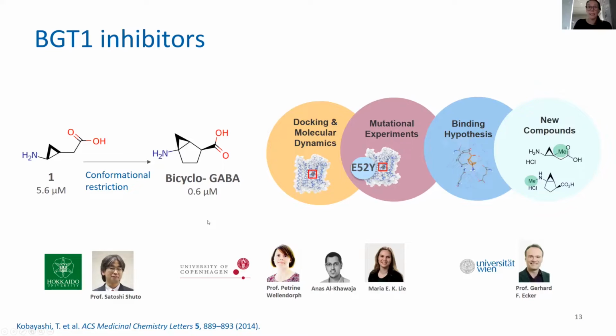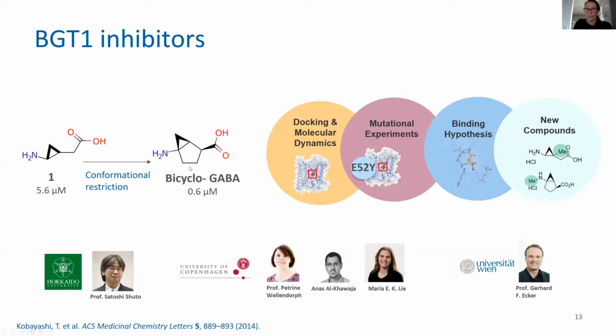So what we did next is I performed docking and molecular dynamics simulation of these two compounds. And then based on the first preliminary binding hypothesis, we designed some mutational experiments in order to prove that the residues that we believe interact with our compounds are the residues relevant for binding. And once we had confirmed this binding hypothesis, we used it to also design new compounds.